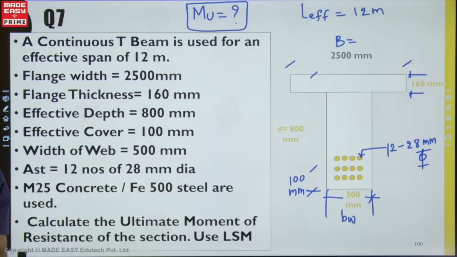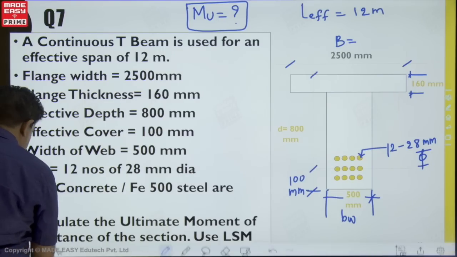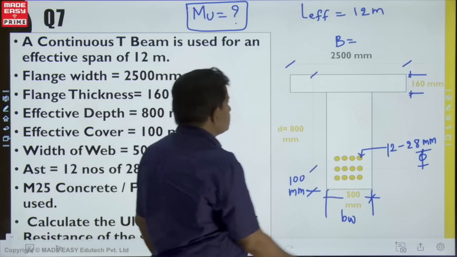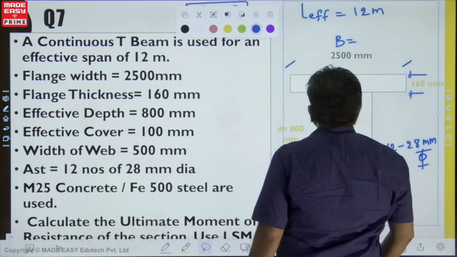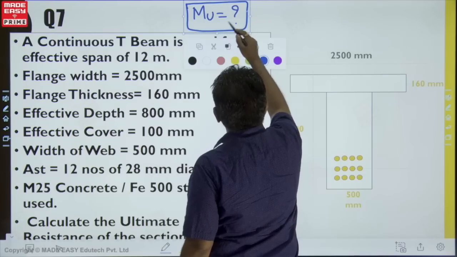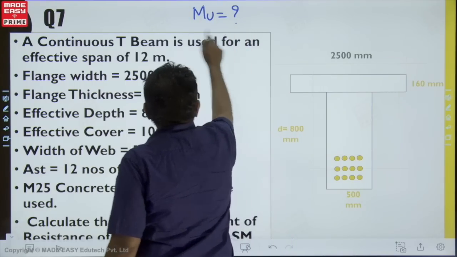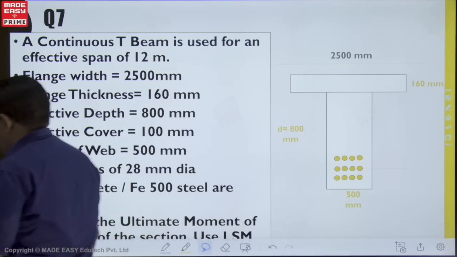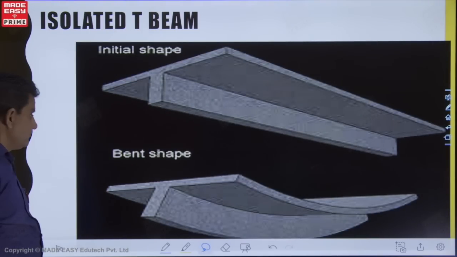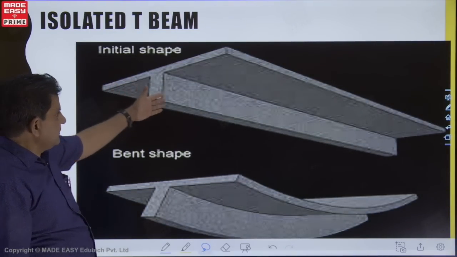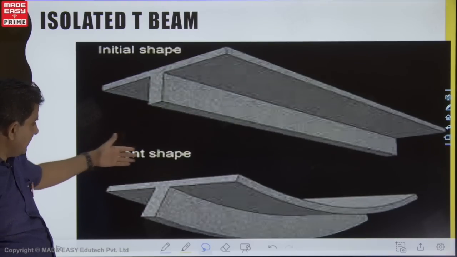So before solving this question, let's understand some basics of a T-beam. Let me show you some figure. We will draw this figure again later on. See here, this is a T-beam. Initial shape of T-beam will be like this. Bend shape will be like this.